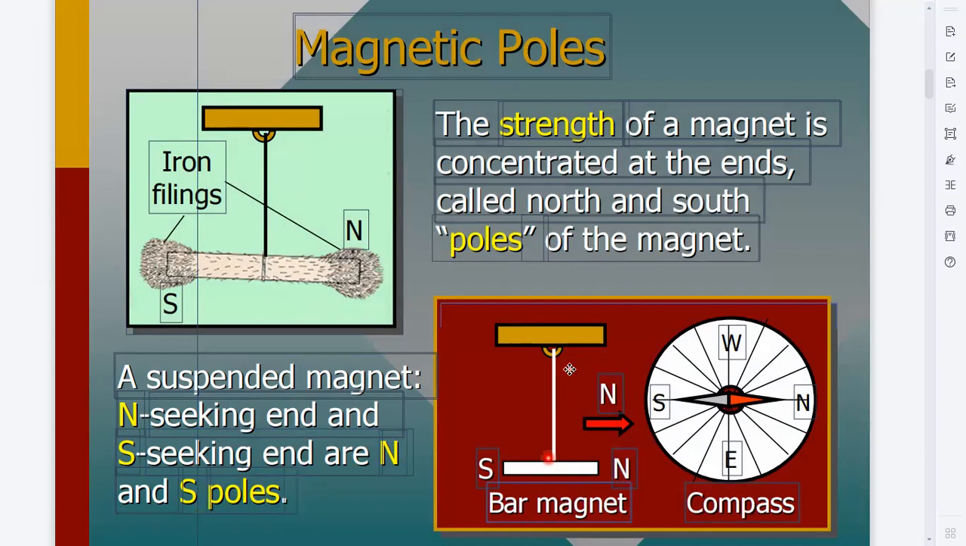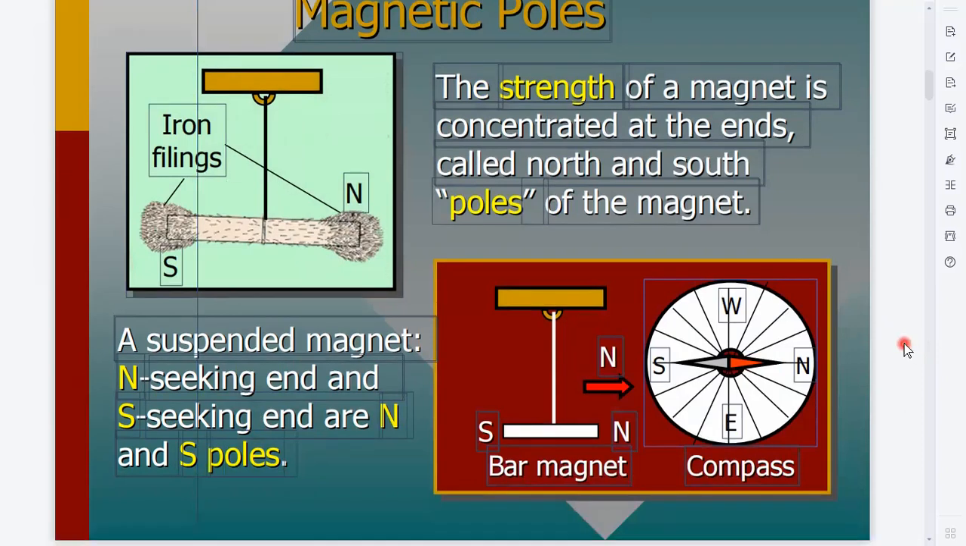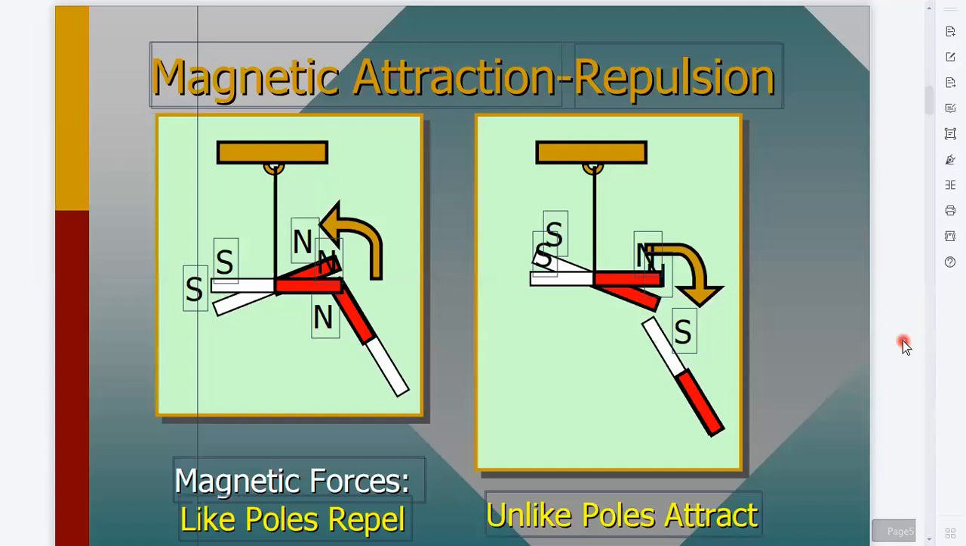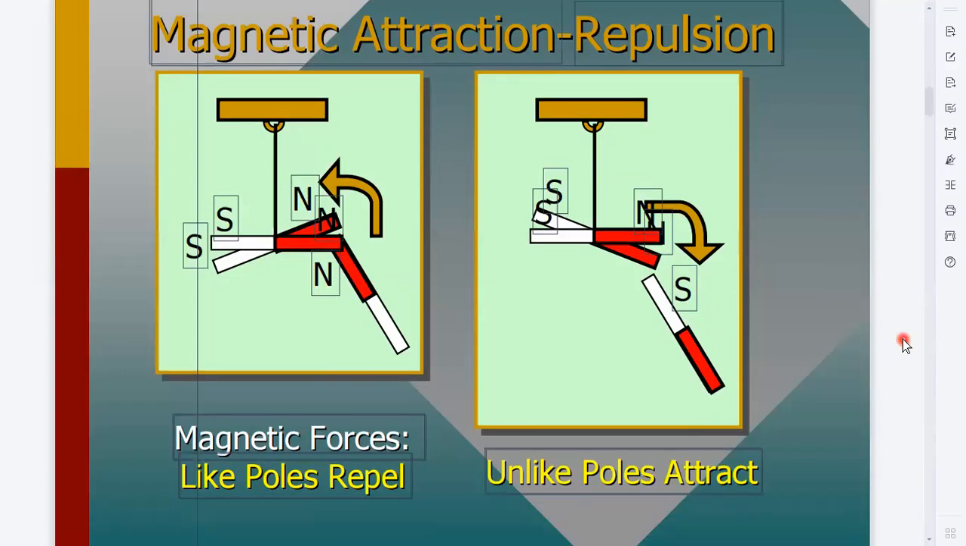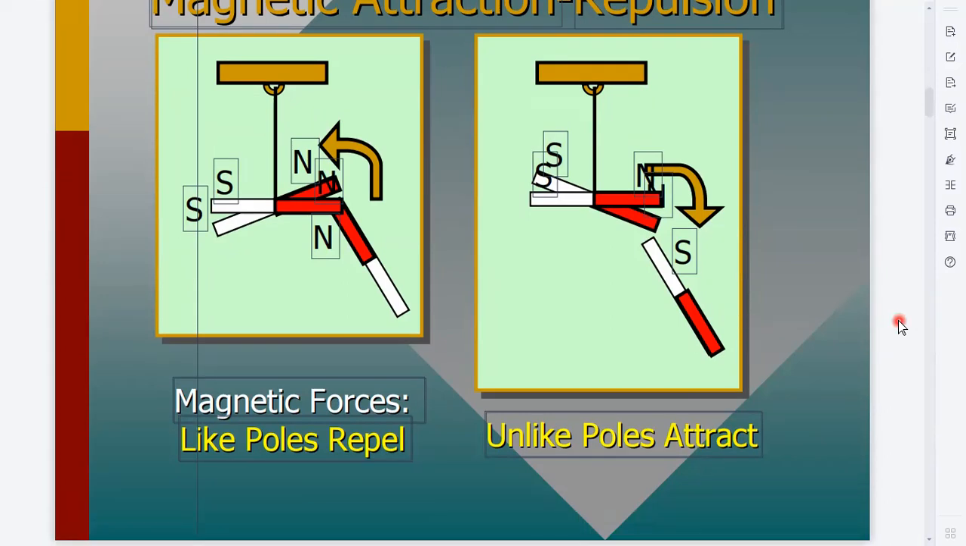So bar magnets will be like this and compasses will be like this. We have to use these compasses to find out the direction. Now, magnetic attraction and repulsion. Unlike poles attract each other and like poles repel each other. These are the main properties of magnetism.